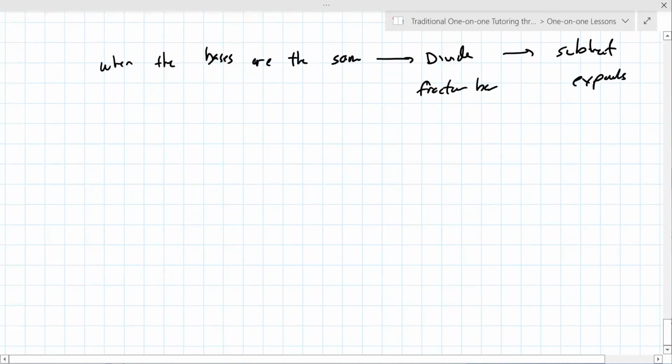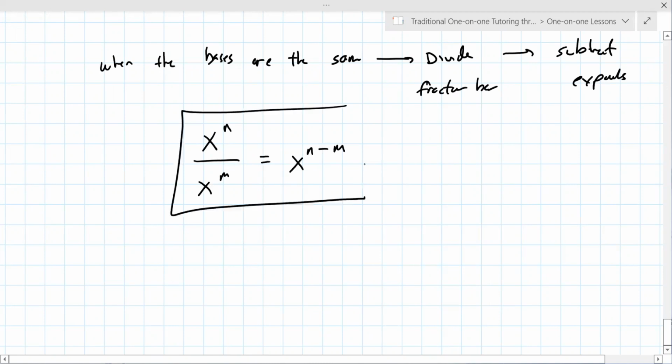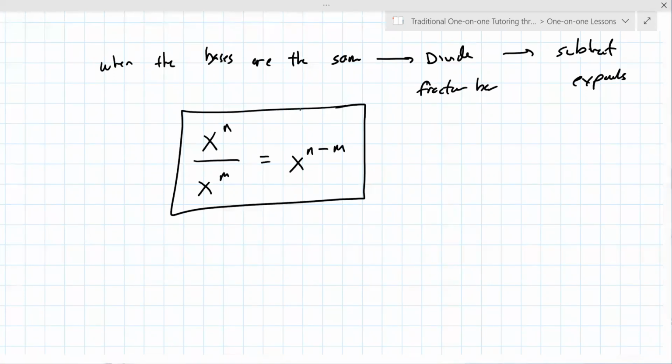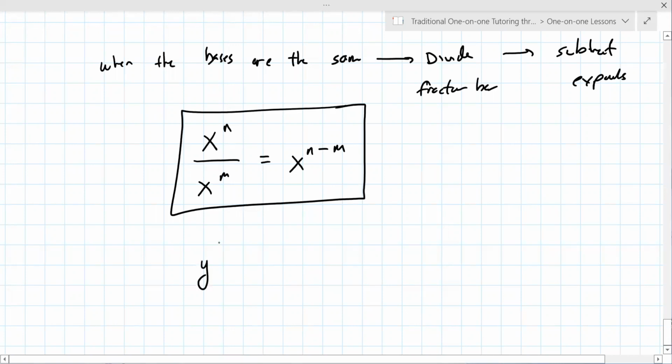So formally it looks like this. If you have x to the n over x to the m, this becomes x to the n minus m. You subtract the exponents. I'm assuming you saw that in class. So for example, if it was y to the 7th over y to the 5th, it would be y to the 7 minus 5.